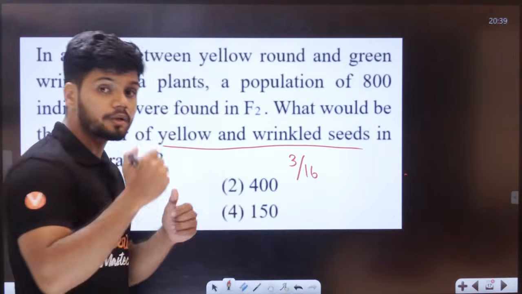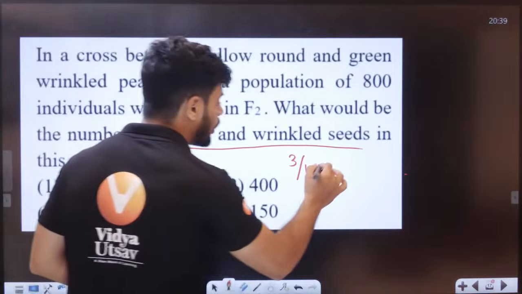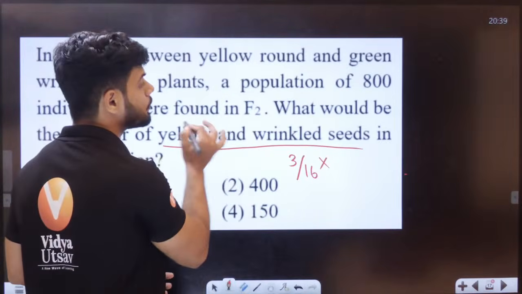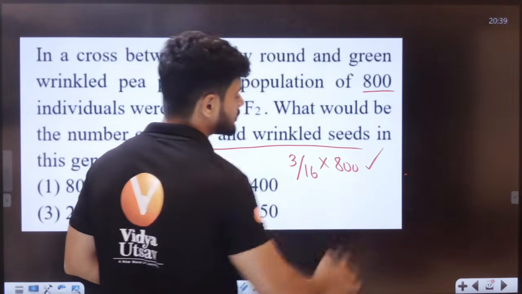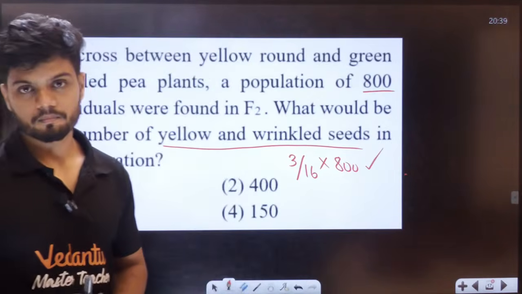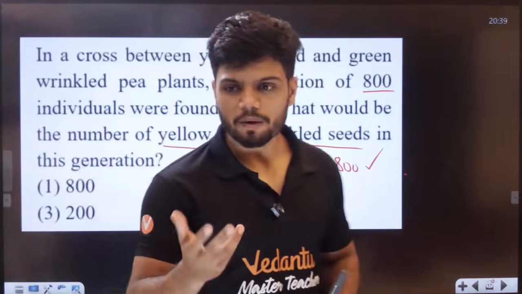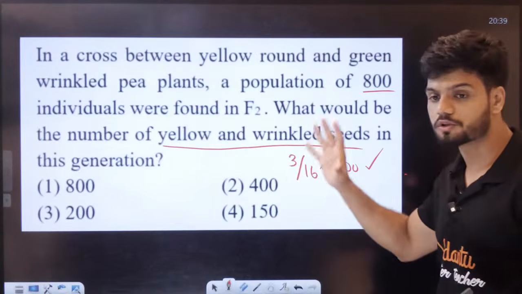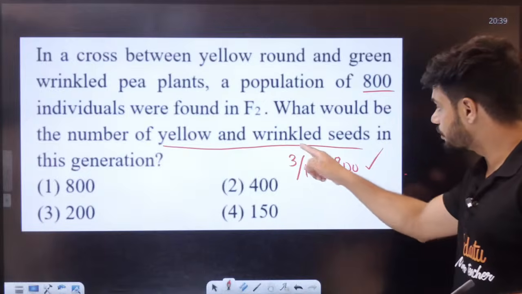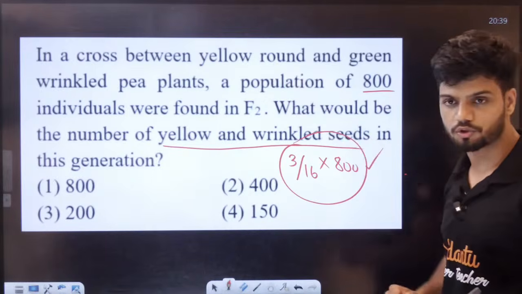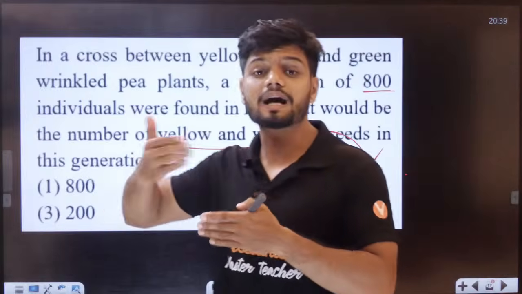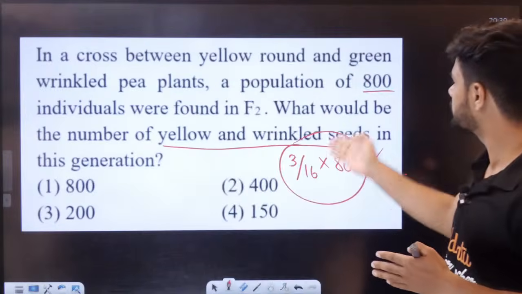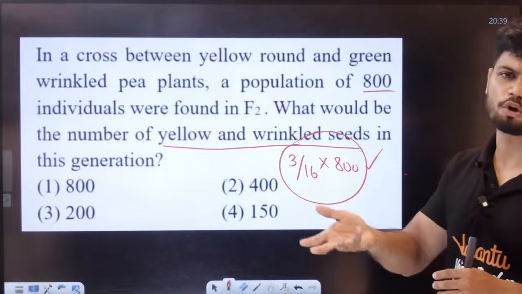But instead of doing into 100, you do what? Into the number given here. What is the number? 800. Into 800, and you will get your answer, students. That's all. I hope all of you are able to understand the variation also. This is how the variation is going to be for this question also. So if they ask you percentage, do into 100. If they do not ask you percentage, multiply by the F2 progenies itself.